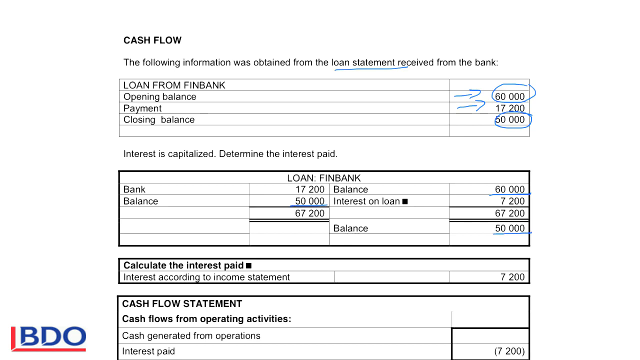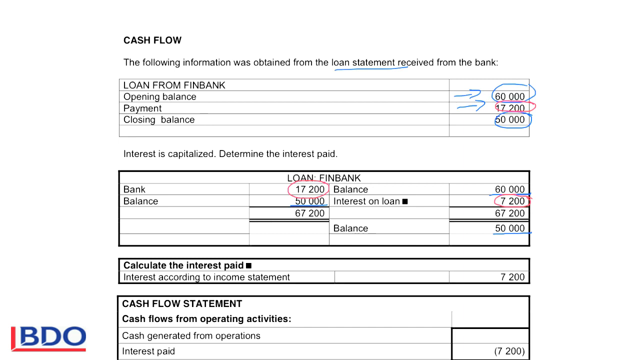The total amount that we paid on this loan, so our total installment, was 17,200. Included in that 17,200 is the interest that was capitalized. So if I add up the debit side and I subtract the credit 60,000 from the 67,200 on the debit side, I see that the interest for this year was 7,200.